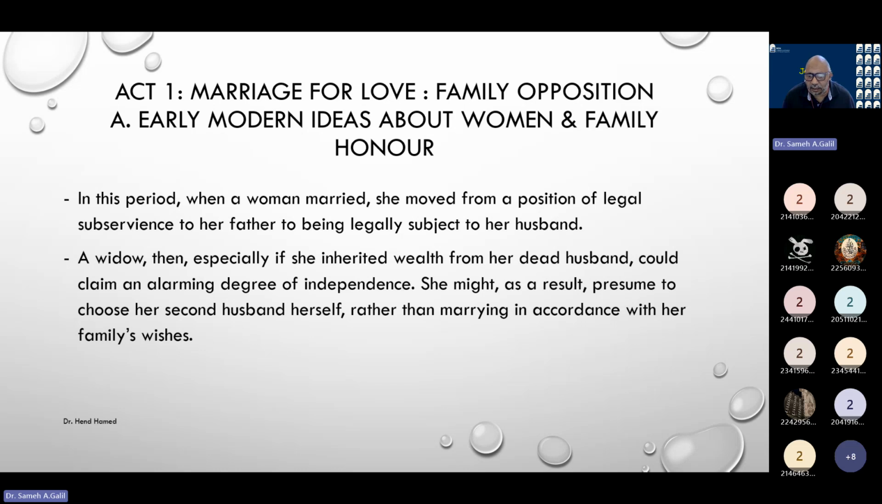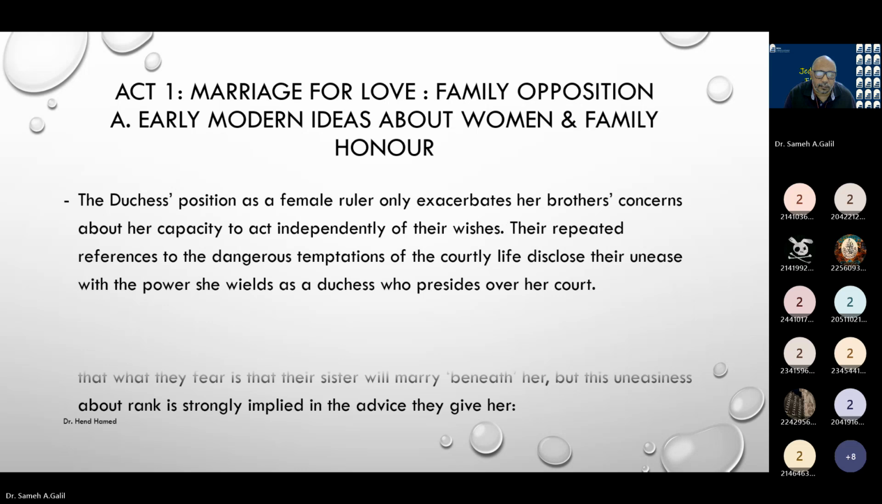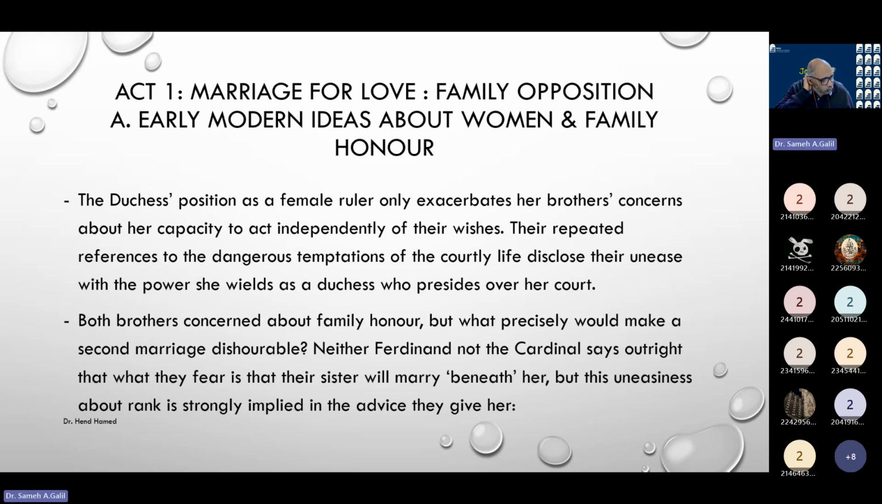And she may, as a result, presume to choose her second husband herself rather than marrying in accordance with her family wishes. This is their deepest fear, obviously. And this is what is worrying the cardinal, who warns his sister not to take your own choice. Again, you would also add to that the fact that she is the ruler of the land. So she is independent on a number of counts. One of them that she is a widow, and by law she can choose her husband. And she doubles down on that by being the duchess who manipulates the threats, who rules and everything.